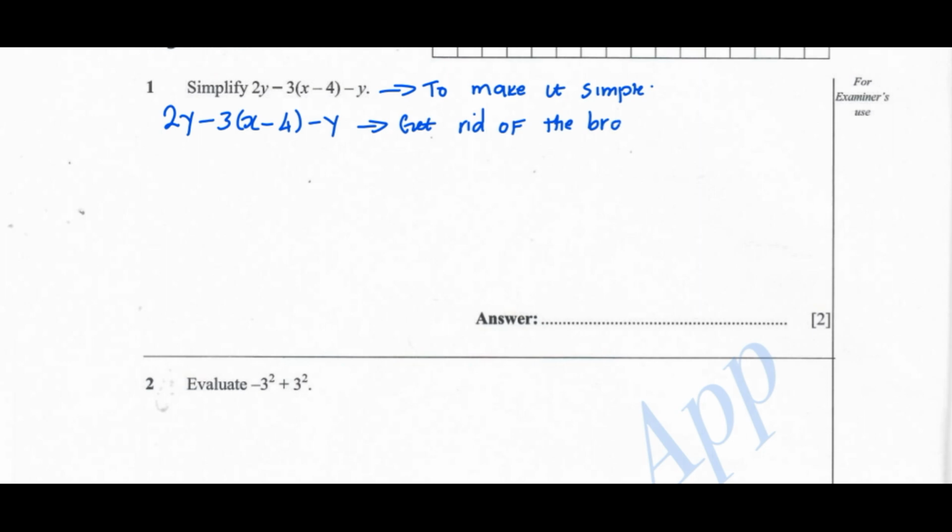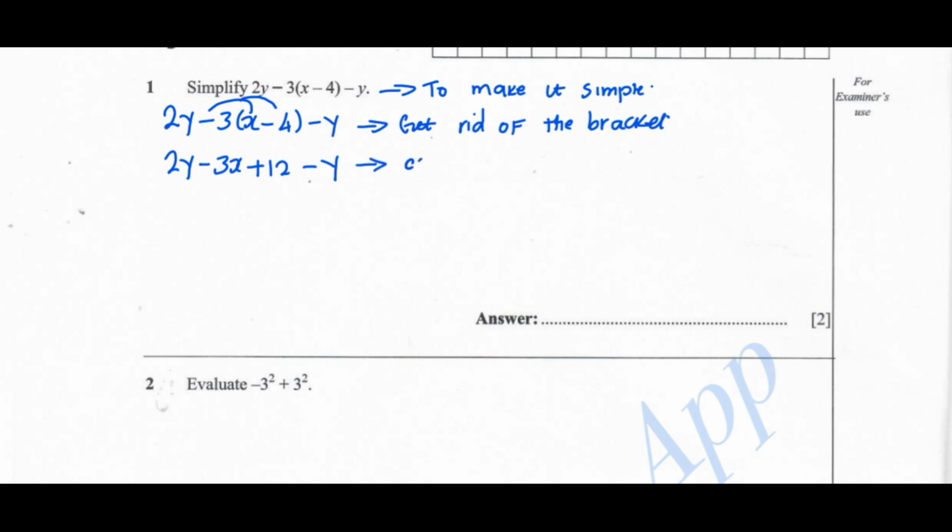So how can we do this? Let's begin by first expanding. Negative 3 will multiply by x, giving us negative 3x. Then the same negative 3 should multiply by negative 4. This will give us positive 12, then minus y.